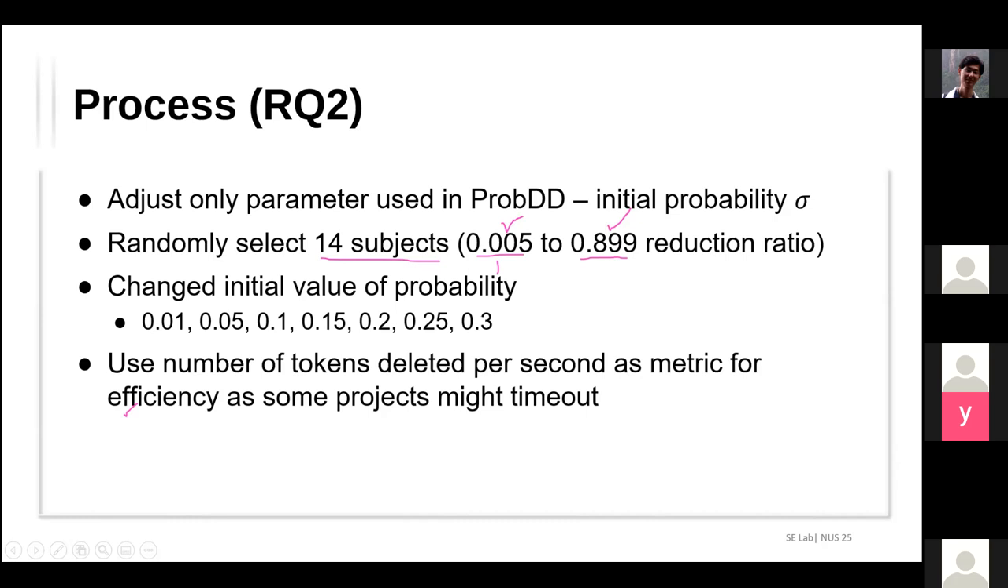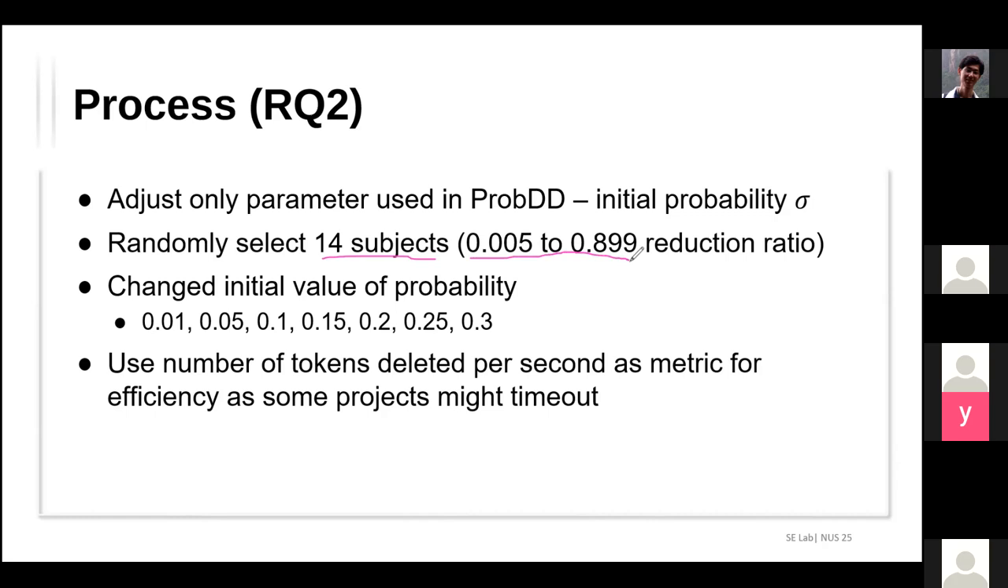So based on different initial probability sigma, they will achieve very different reduction ratios. What they are saying is that over here you can think of it as 14 different programs. You mean that given different subjects, their ground truth reduction ratio ranges from 0.05 to 0.899? Yes, correct. So this is the ground truth reduction ratio.